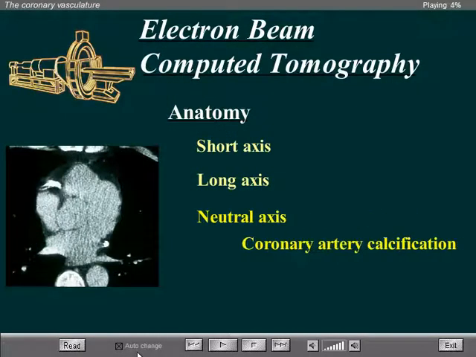In addition to the short and long axis images, the most commonly utilized are the neutral axis images, which means that the patient is lying perpendicular to the gantry and parallel to the floor. There is no tilt of the table. And the anatomy of the heart in this projection is about the same as with the short axis. This is the position of the patient used for the ordinary calcium screening studies.